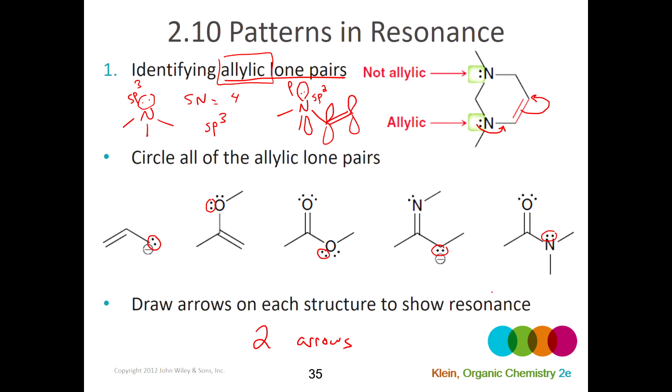Anytime I have an allylic lone pair, I need 2 arrows to show how to get to the next resonance contributor. 1, 2. These can move in here, push these out here. If I only move 1 arrow, it creates a 5-bonded atom, so I've got to move another pair of electrons away.